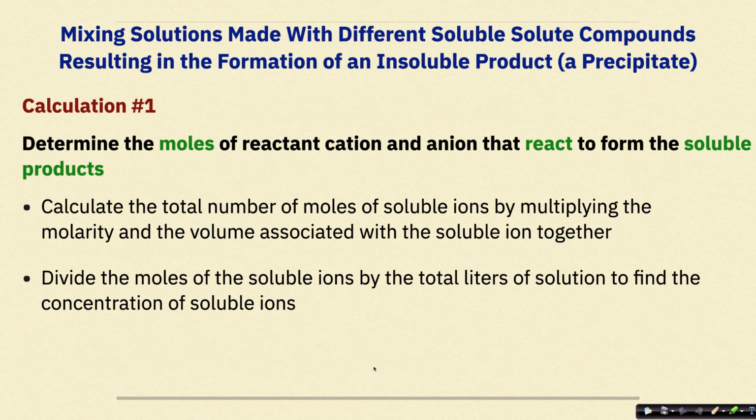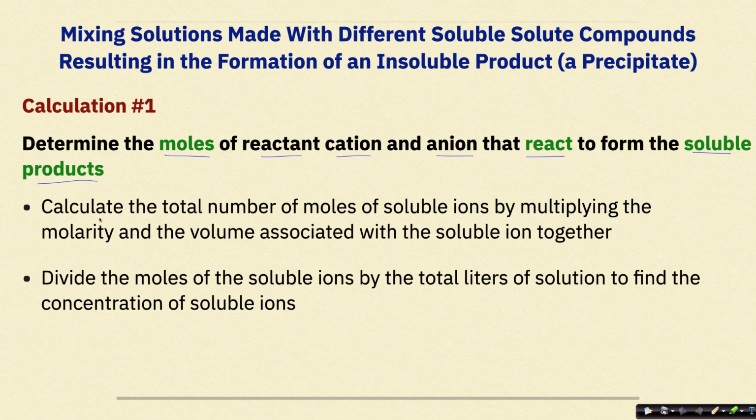Now, I'm going to run through all the calculations here, and I know it's basically going to be reading these at you, but I want you to get a general idea of what we're going to do before you actually see this in action. So think of this part as the processing part. So the first thing that you're going to do is determine the moles of reactant cation and anion that react to form the soluble products. So we're just looking at the ions that are going to be ions as products.